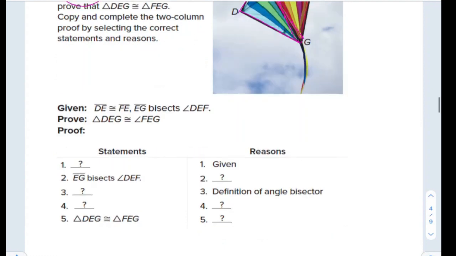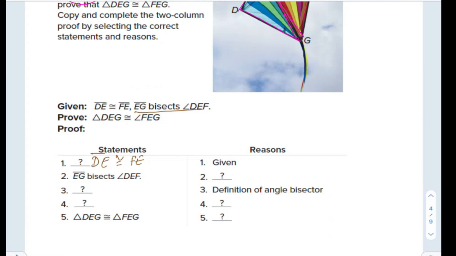First, here, this is called a 2-column proof. In a 2-column proof, we write the statement in one column and the reason in the other column. For the first statement, you should start with the given information. The given information is DE is congruent to FE, and this is given. The second one is also given: EG bisects angle DEF.